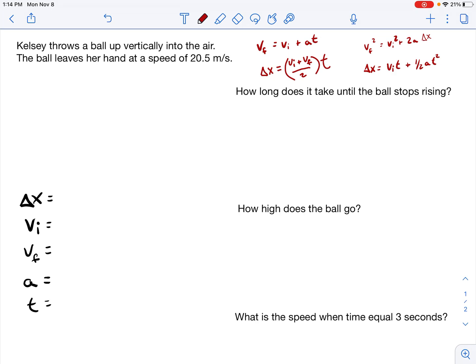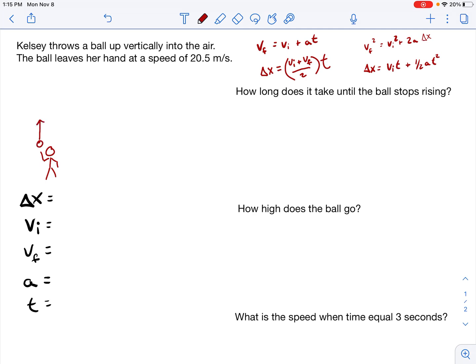So let's just take a look at what we got going on here. It says Kelsey throws the ball vertically up into the air, and the ball leaves her hand at a speed of 20.5 meters per second. The first thing I do when I'm approaching this problem, after I've listed down the 5 variables, is I just draw a picture to help me understand the scenario a little bit. It doesn't need to be super accurate. You just want to get a couple labels on there.